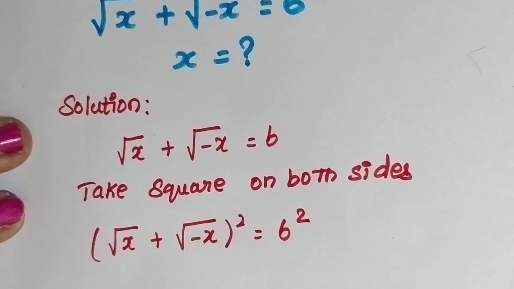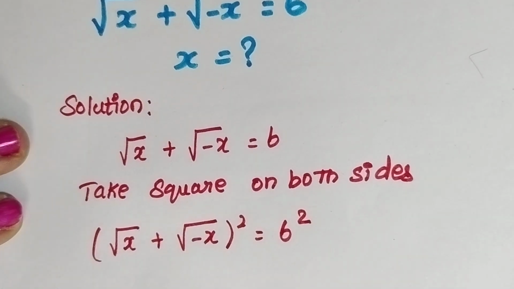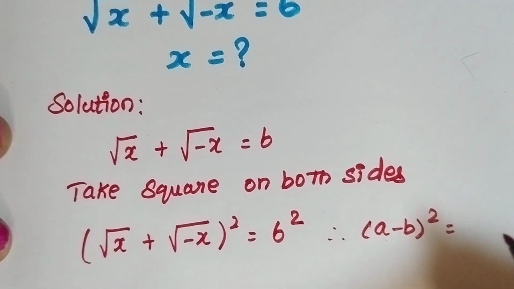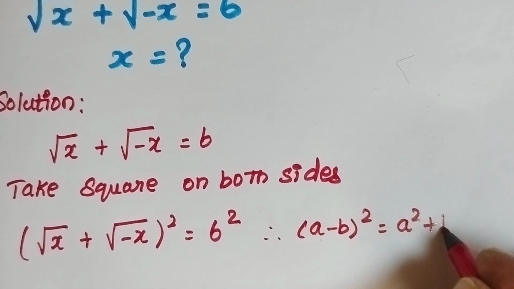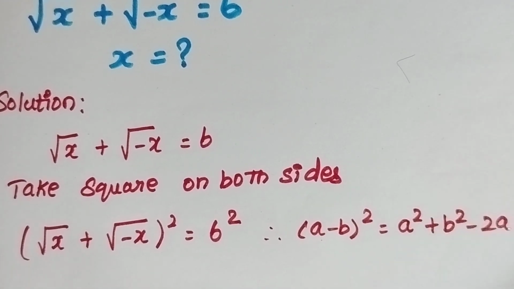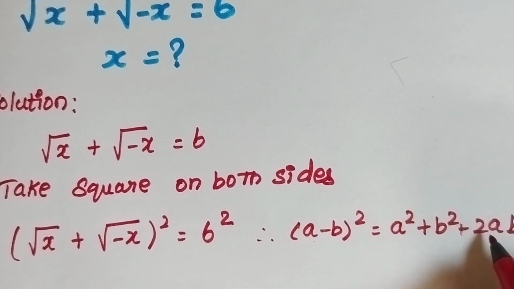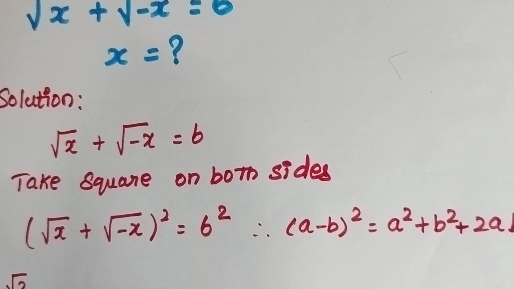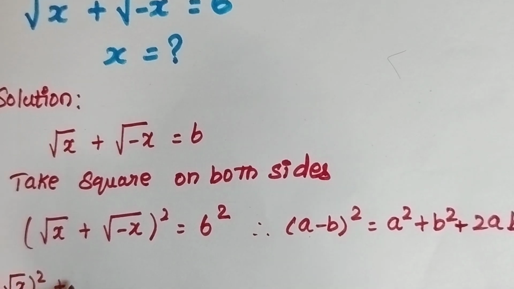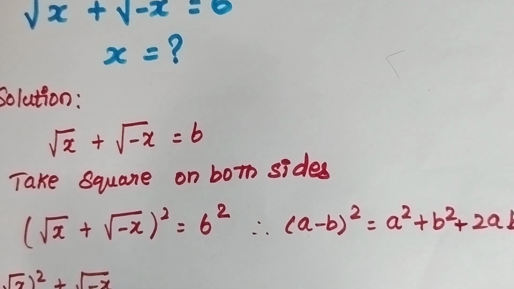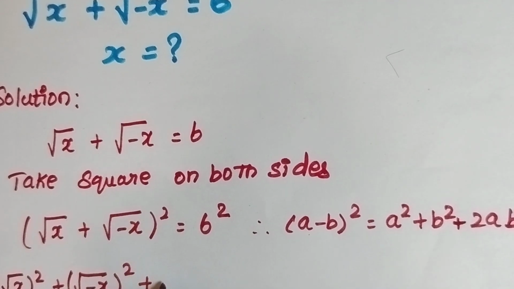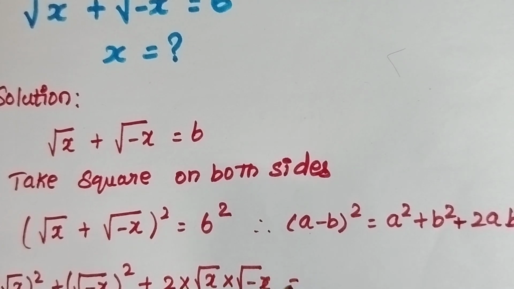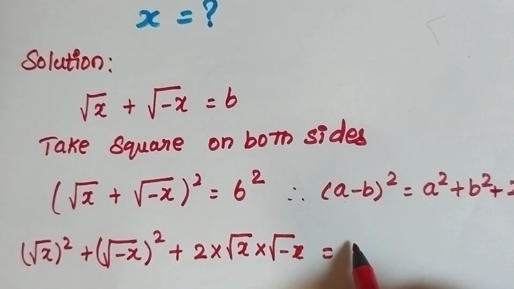So this is in the format of a plus b the whole square formula. Therefore the formula is a plus b whole square is equal to a square plus b square plus 2ab. Just apply this formula in place of here. Therefore root x the whole square plus root minus x the whole square plus 2 into root x into root minus x is equal to 6 square.